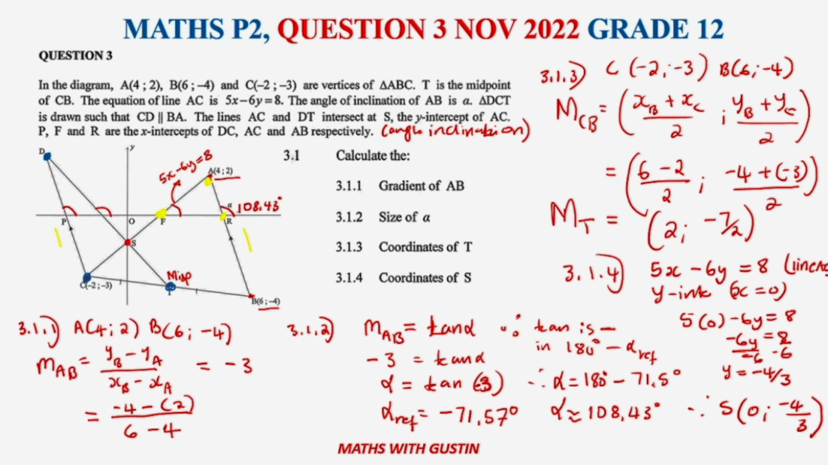I know, guys, there are many ways you could have attempted to get this one, but this is the easiest and most straightforward way of getting it, based on the information that is given in this question. Okay, let's move right along to 3.2.